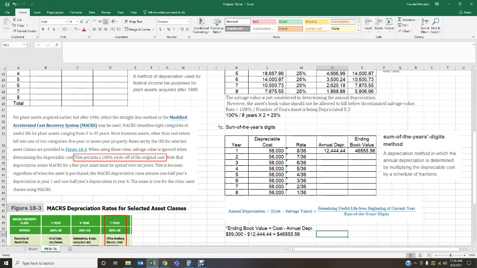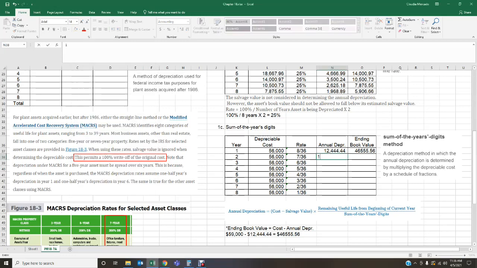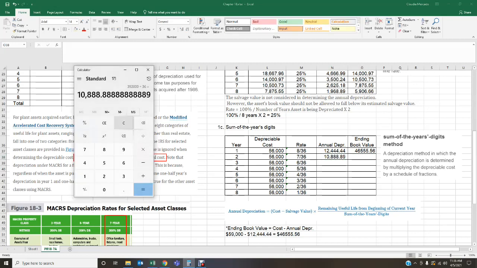So for year number 2, I'm going to get my 56,000, which is my depreciable cost, and I'm going to multiply by 7 over 36. That gives me 10,888. And let's look at that third digit. It's greater than a 5, so I'm going to round up. Okay? So I'll be 10,888.89.